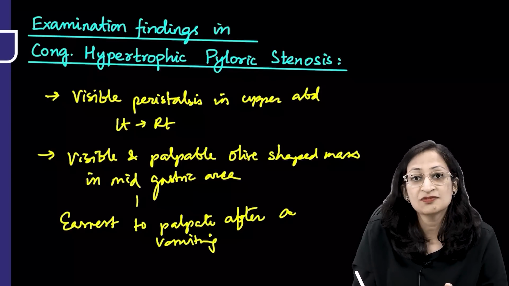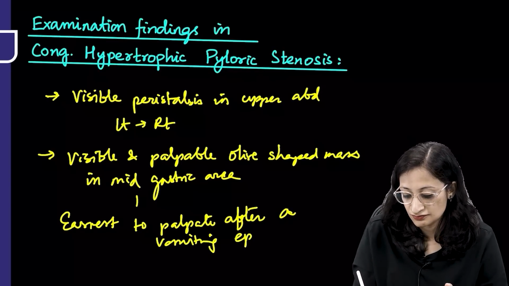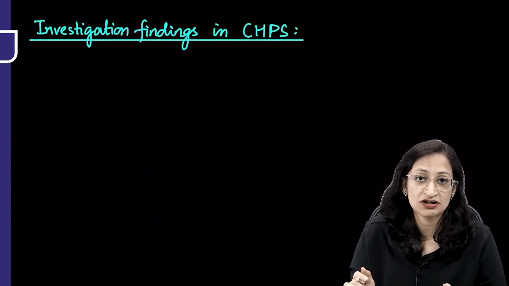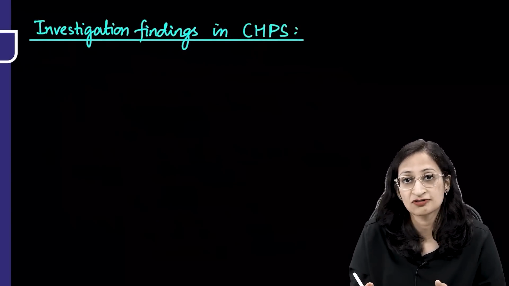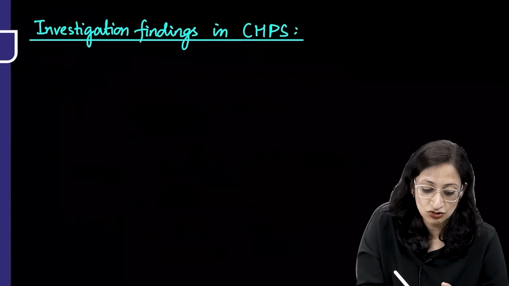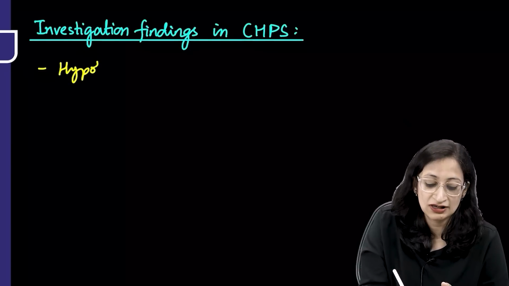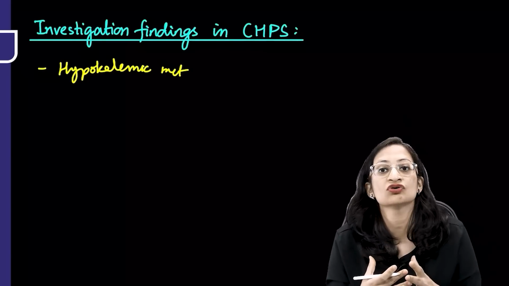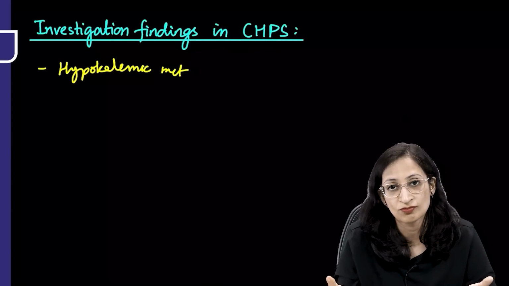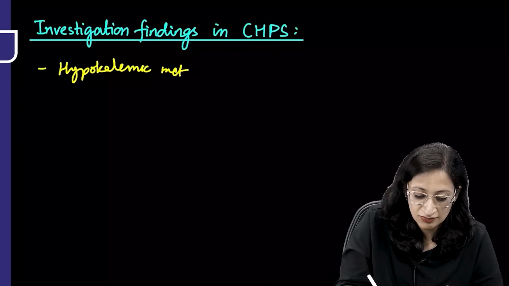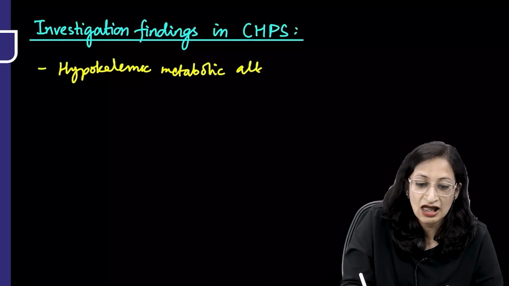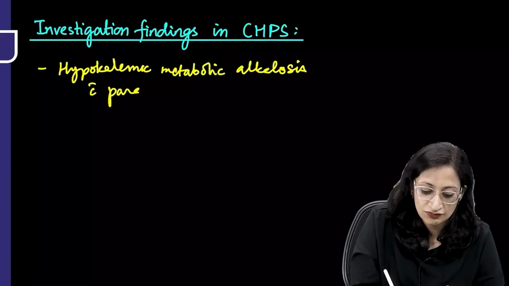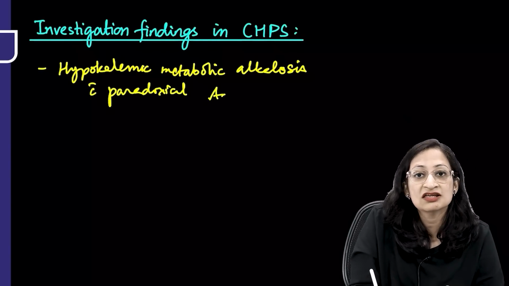These babies can also have dehydration. Maternal intake of azithromycin or erythromycin are risk factors for development of congenital hypertrophic pyloric stenosis. In blood investigations, you can get hypokalemic metabolic alkalosis. Why metabolic alkalosis? Because hydrochloric acid from the stomach is coming out with the vomiting. So hypokalemic metabolic alkalosis with paradoxical aciduria is what is typically found.